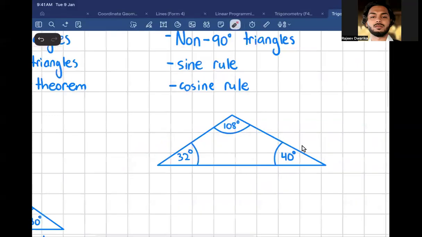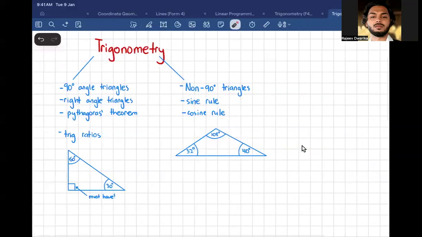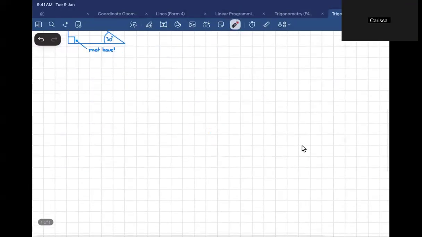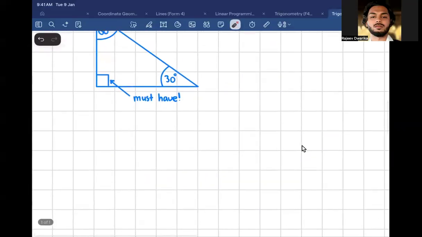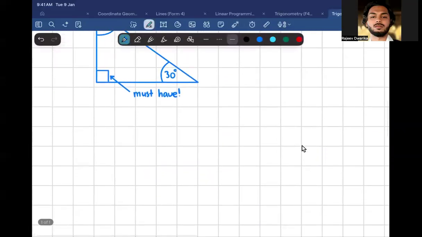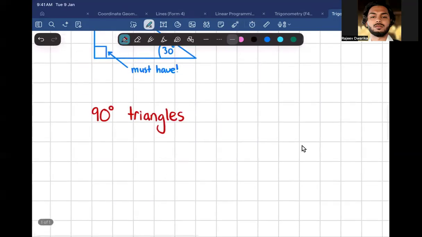Great. Awesome. So, Carissa, do you understand that these are the two types you need to be acquainted with, 90 and non-90? Yeah. Okay, good. Let's start off with 90-degree angle triangles. It's the first thing we're going to start off with, and we're going to start off with Pythagoras theorem.